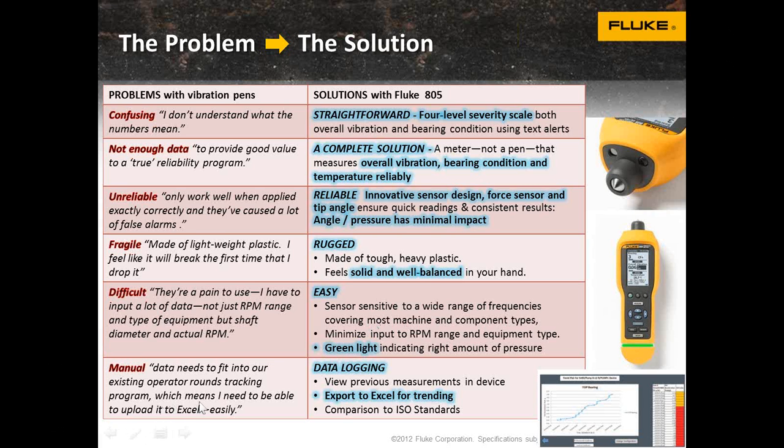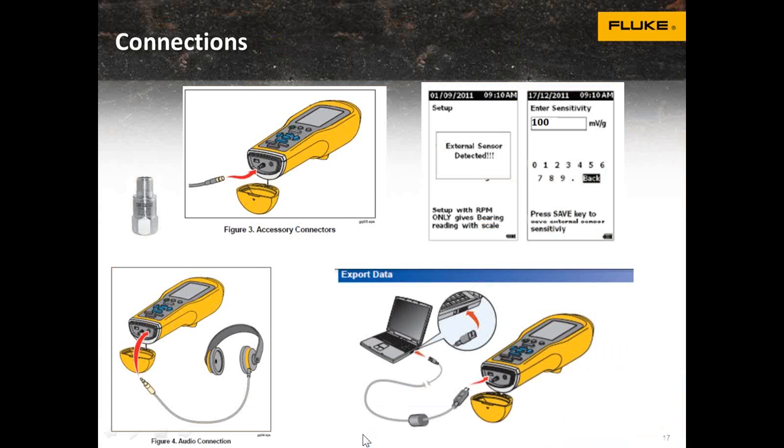The last complaint was that the vibration pens were manual. You had a number you couldn't do anything with. In the 805, we put that number into an Excel spreadsheet in the Excel template that comes with the 805, and we can compare to ISO standards.